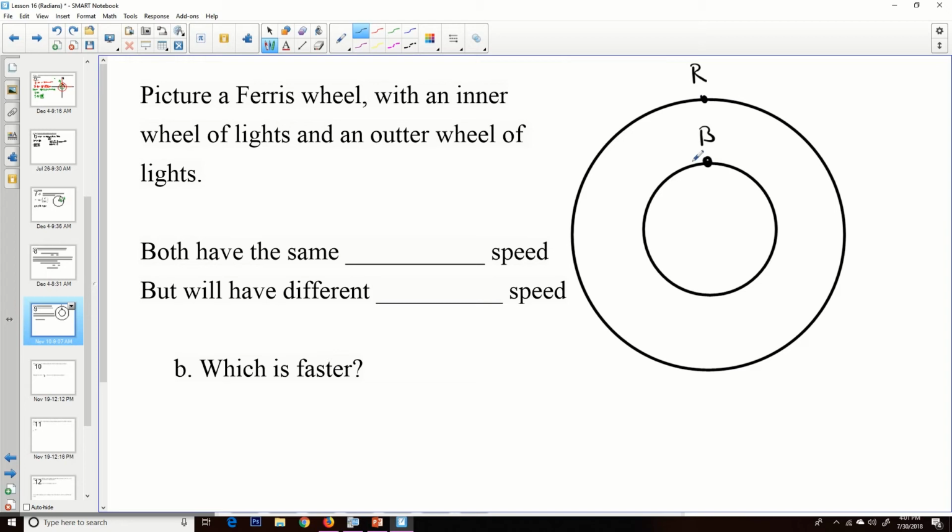Which one will it have? You might pause and just think about it for a second. Will they have the same angular speed or will they have the same linear speed? Or will they have different angular speed and a different linear speed? Thought about it? Took a pause? All right, well, here's the answer. They will both have the same angular speed.